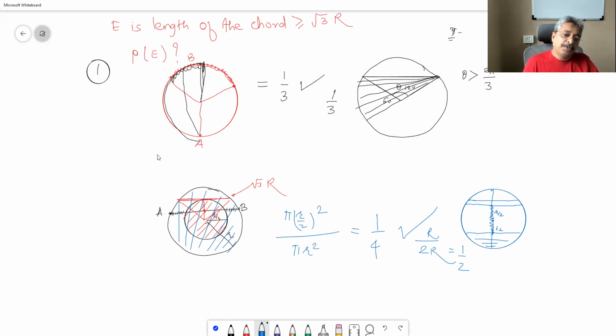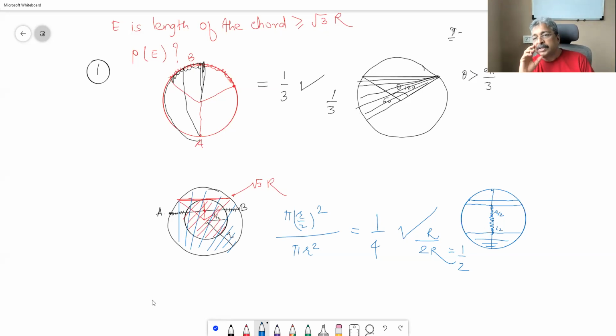Second answer, if you consider a circle with radius r and another circle of radius r by 2, one inside the other, and if you consider the midpoint of the chord, then favorable, the midpoint is in the interior of the smaller circle, the chord will have length greater than root 3 r. So favorable area is the area of the smaller circle and total area is the area of the outer circle. So pi (r by 2) bracket square upon pi r square becomes 1 by 4, the probability for this type of setup.